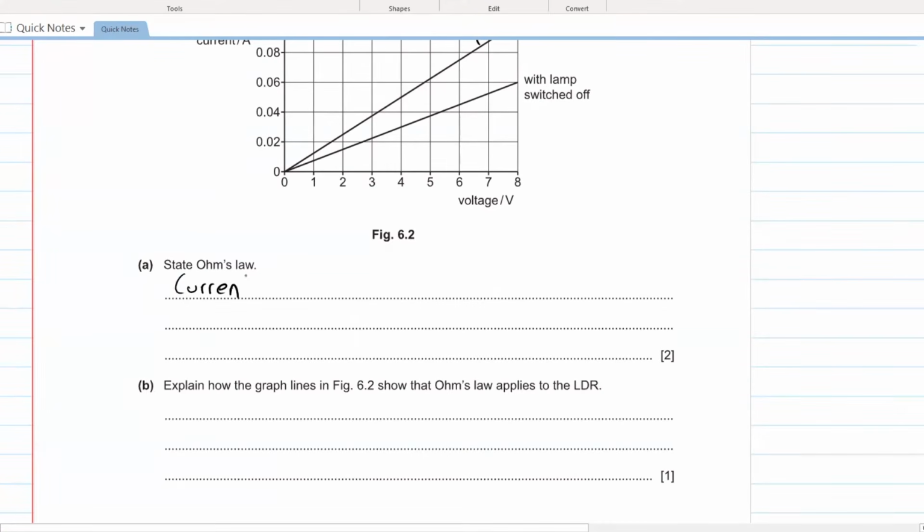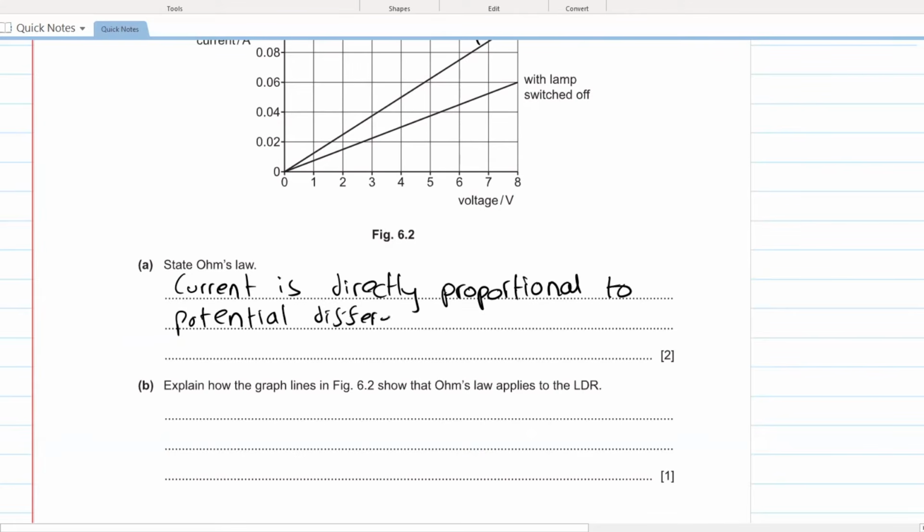Current is directly proportional to potential difference given that temperature is constant. Simple.